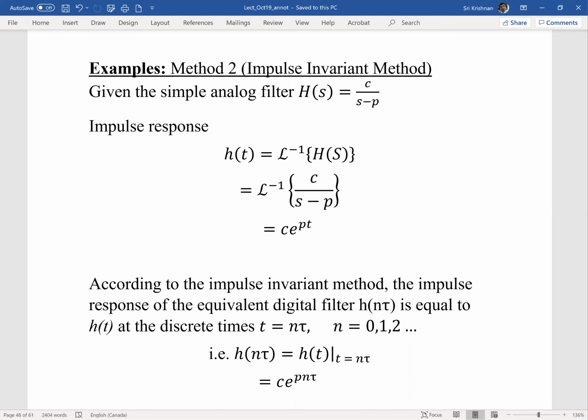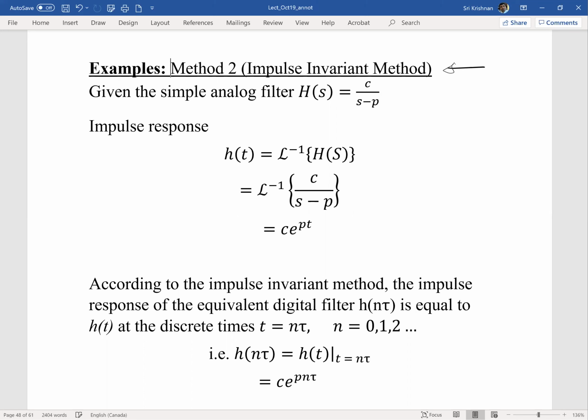Now, moving on to the other examples, we have already looked into the methodology for method 2 of IIR filter design, which is the impulse invariant method. We will take a quick example, just to show how things could be done from a mathematical perspective.